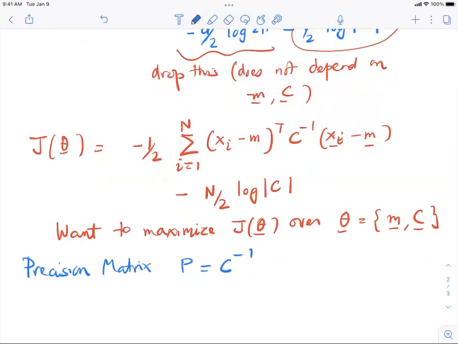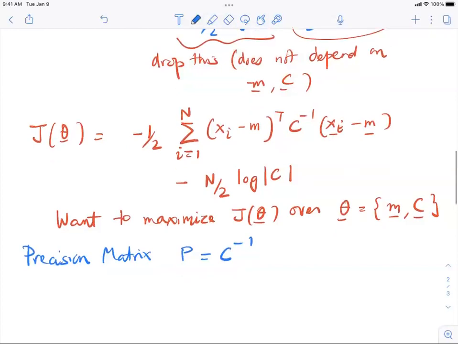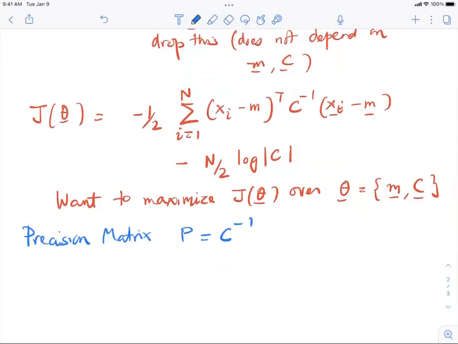Any one-to-one relationship between m and c and any other parameterization, the location of the maximum will remain unchanged, right? Essentially under that transformation. So whether I maximize over m and c or m and p does not matter. I can just go back and forth between these parameterizations. So that's an important thing to note.